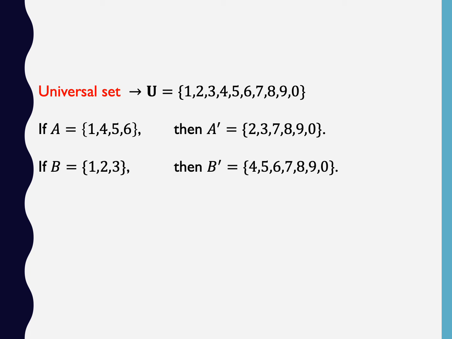If set B contains the elements 1, 2, and 3, then the complement of B is all the elements in the universal set that are not in set B. Lastly, if the set C contains all the elements from the universal set, then the complement of C is a null set. Let us proceed now to set operations.